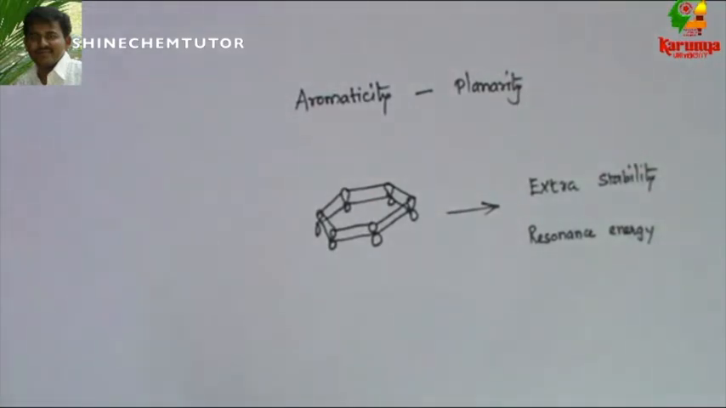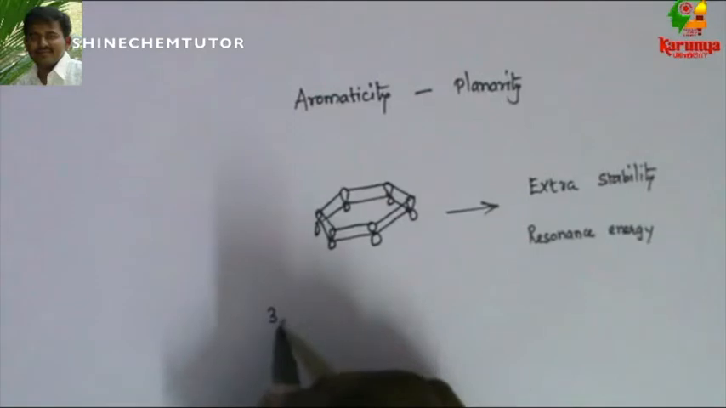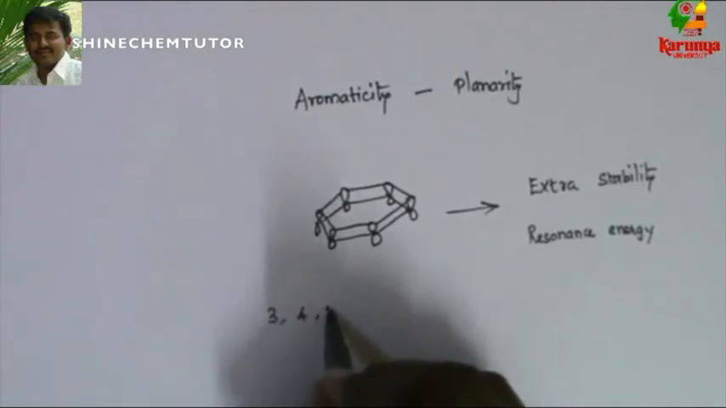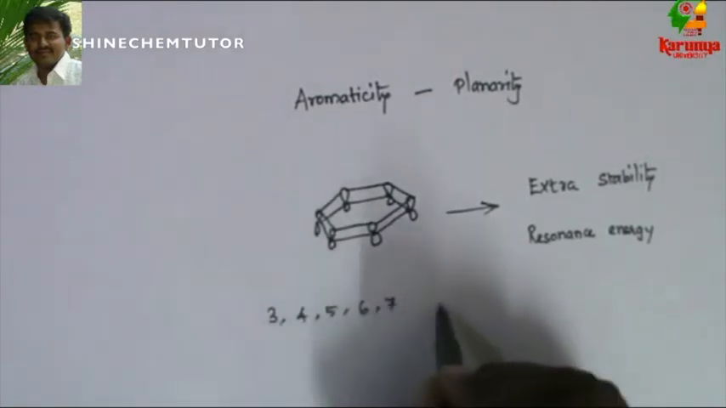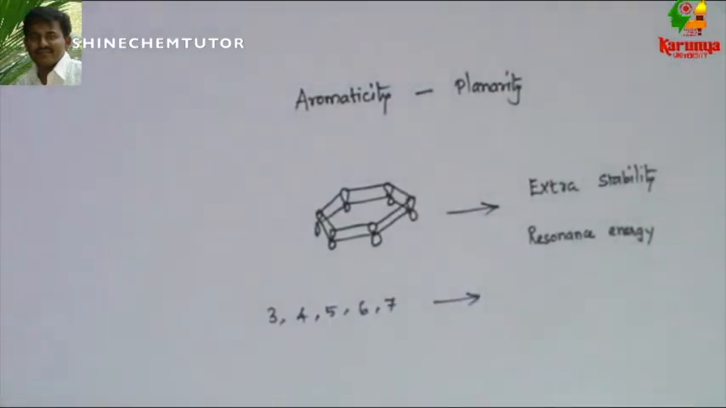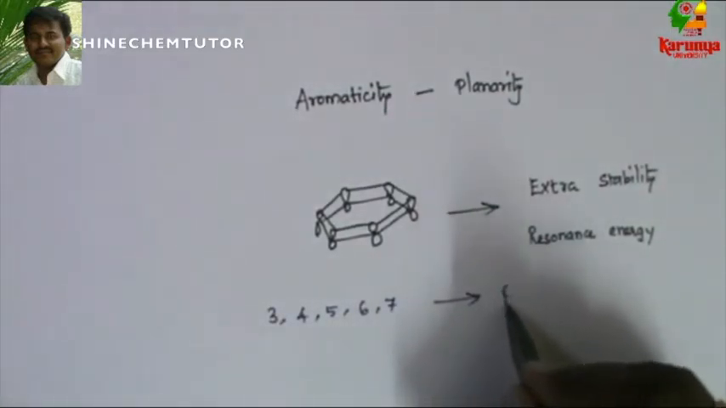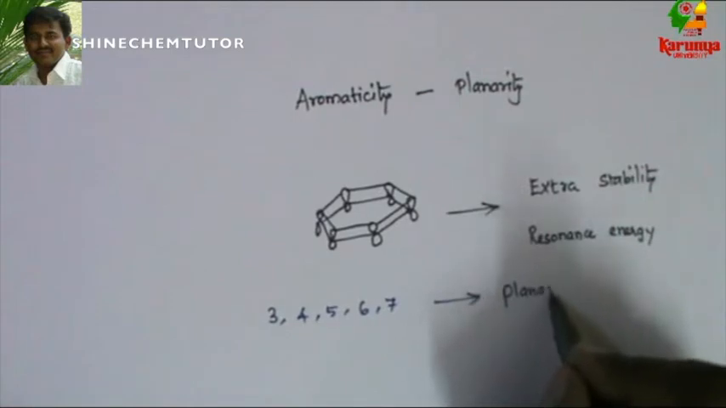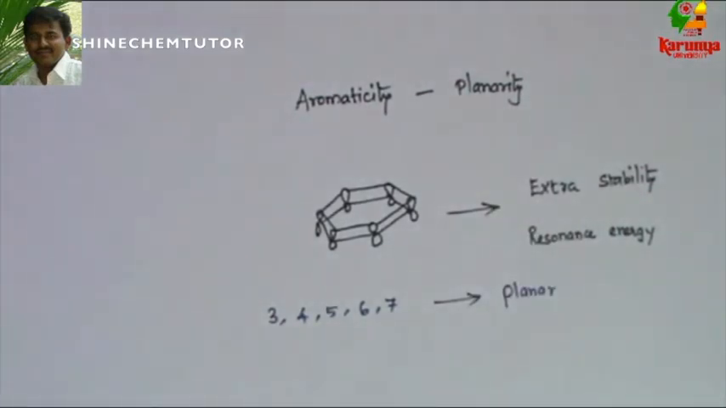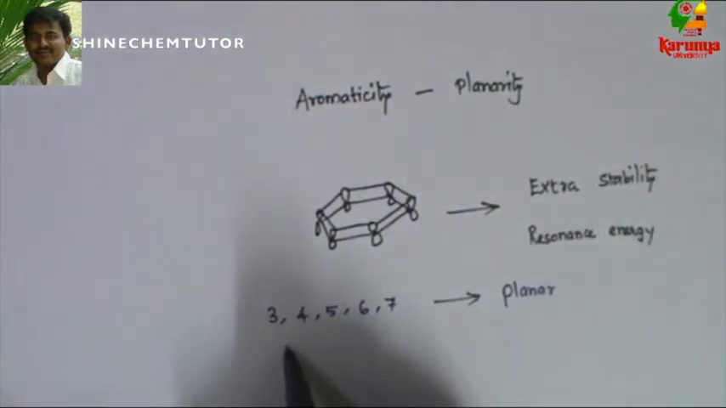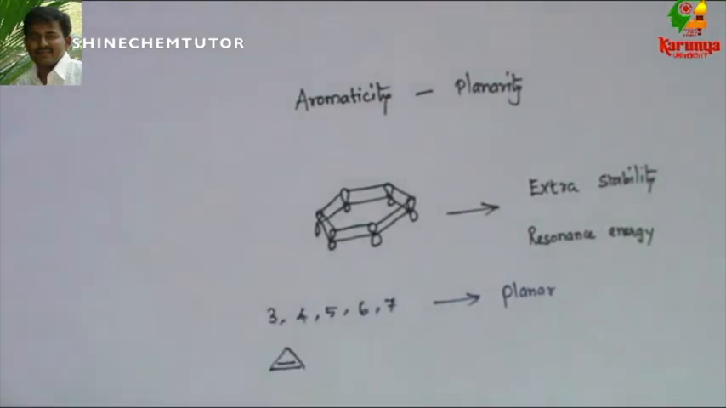How do we find out whether a molecule is planar or not? It is very simple. Try to follow this. Up to 7-membered rings, the compounds are planar. It may be a system like this or like this.